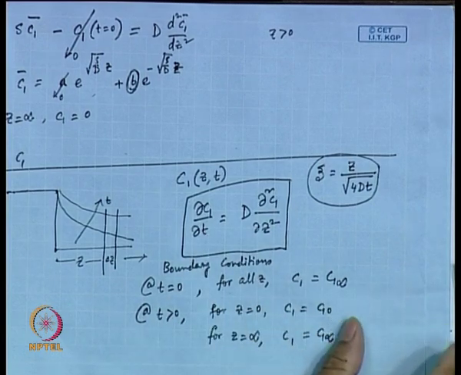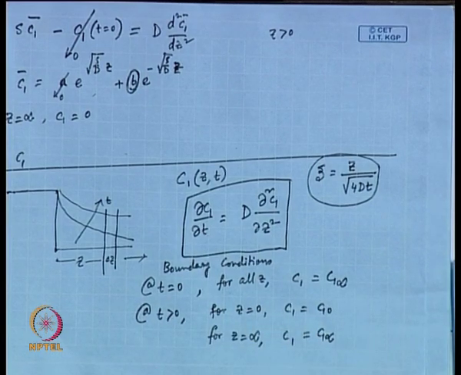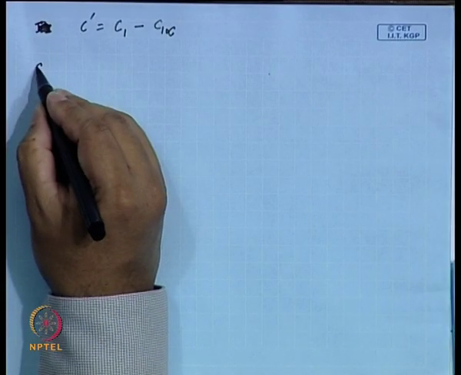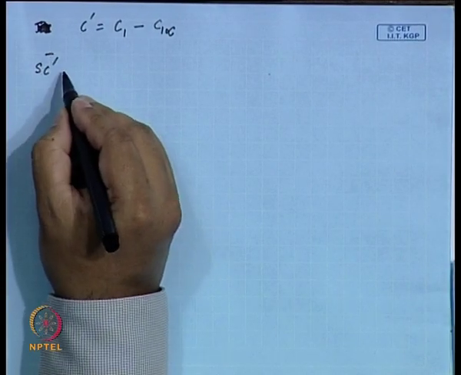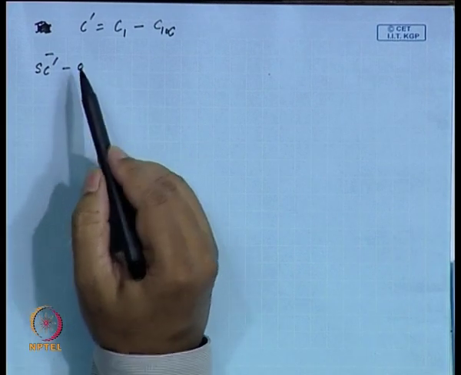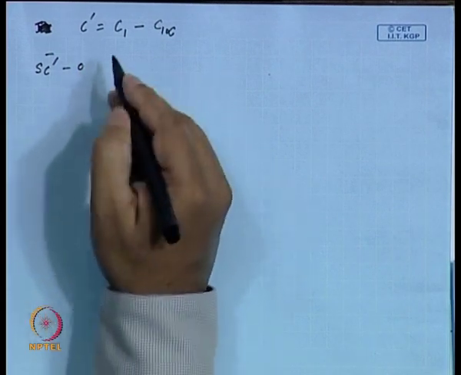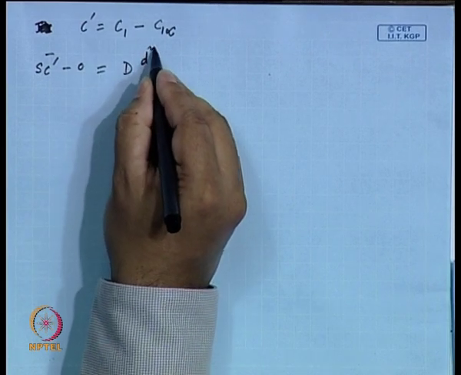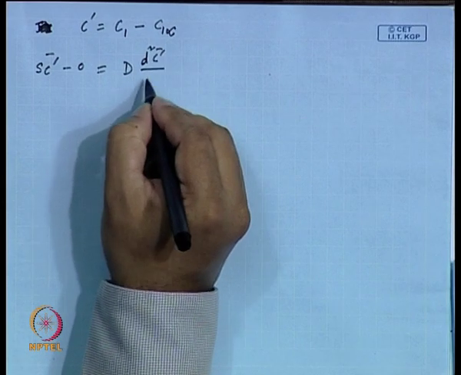The left hand side would be as before, it would be s C1 minus the concentration at t equal to 0. Now, that would cancel out because your C prime is a deviation variable. So, C prime would be equal to 0 now. So, you would be writing it as s C prime bar minus 0. This is 0 because this deviation variable would be 0, but actually at t equal to 0 it is C1 infinity. So, this would be equal to D d square C prime bar by dz square.